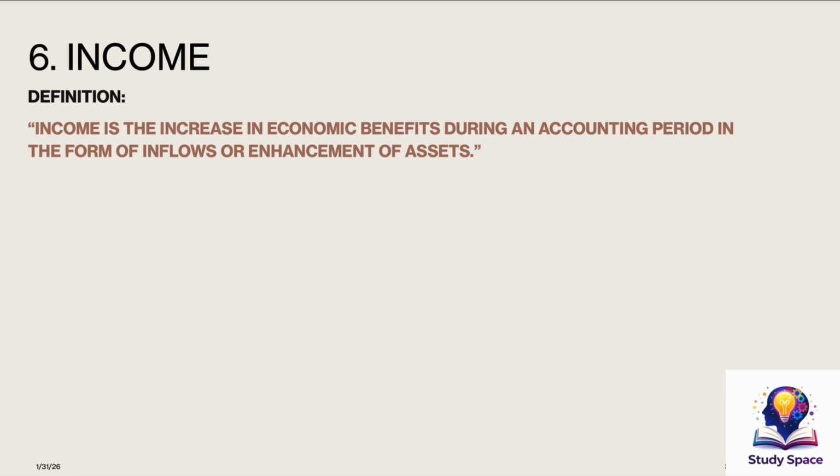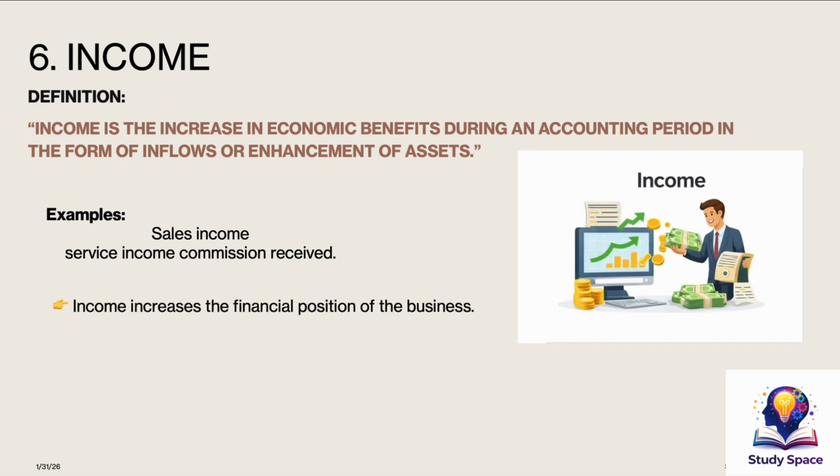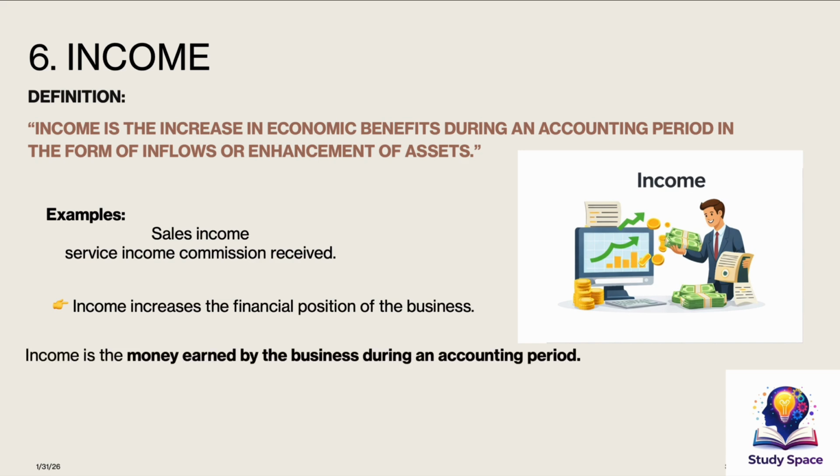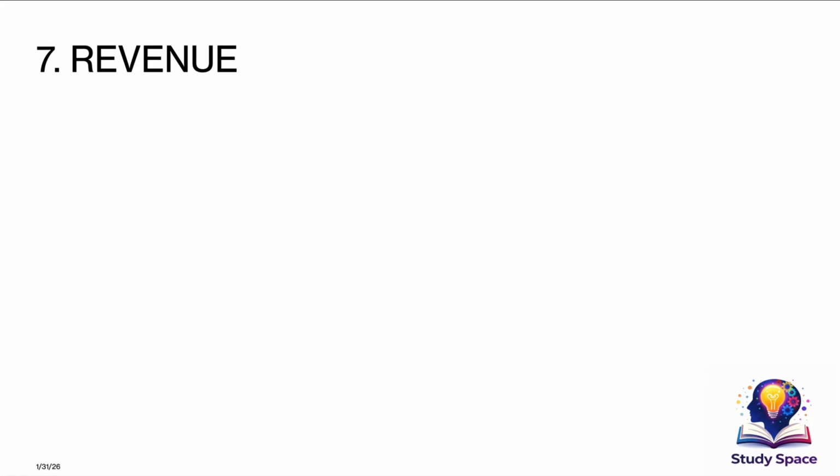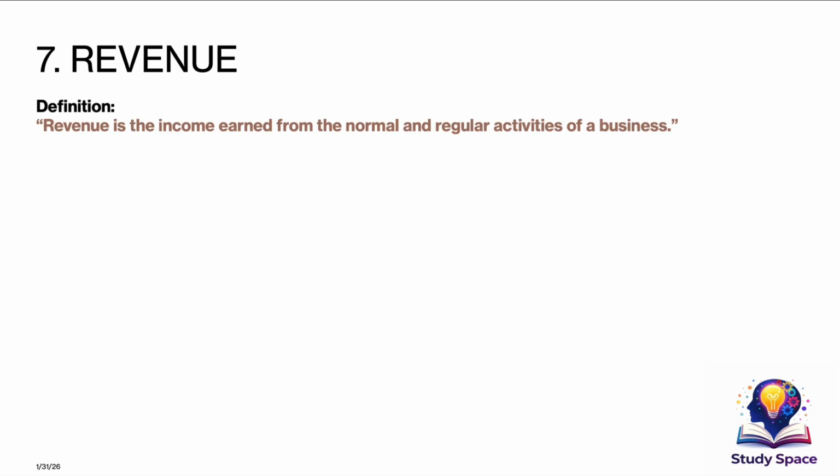Now, let's talk about income. Income is the money earned by the business during an accounting period. For example, sales income, service income, and commission received. Income increases the financial position of the business. Income is the money earned by the business during an accounting period.